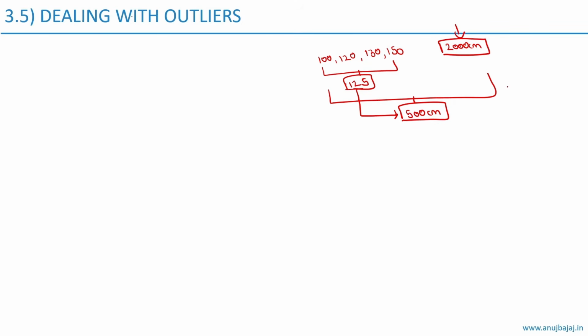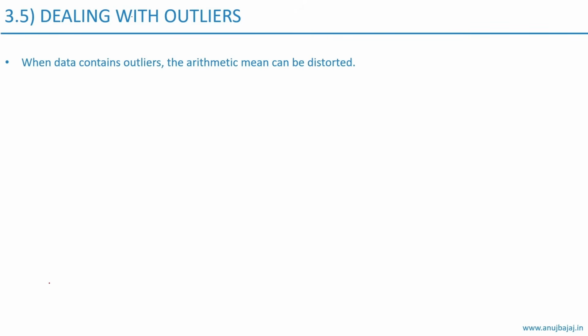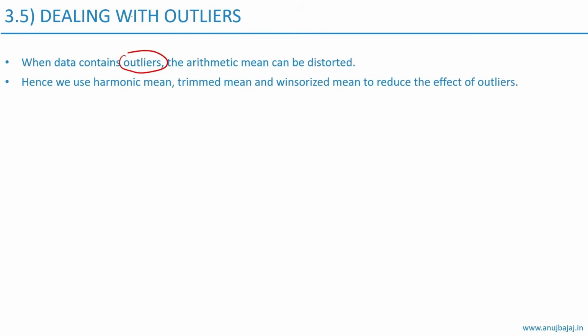Not just the large outliers, even when we have small outliers, they also tend to distort the arithmetic mean. Say the 5th student's height was just 1 cm. Now the arithmetic mean of the 5 students' height would have gone drastically down, which again would not have been the accurate representation of the classroom height. So arithmetic mean tends to get distorted when the data contain outliers. And we have certain methods to deal with such outliers.